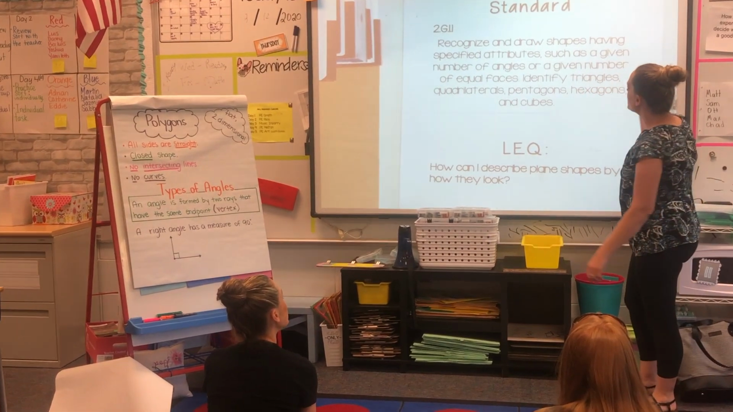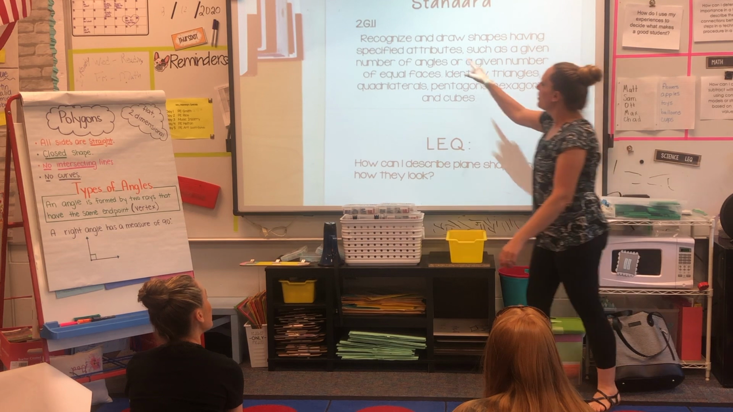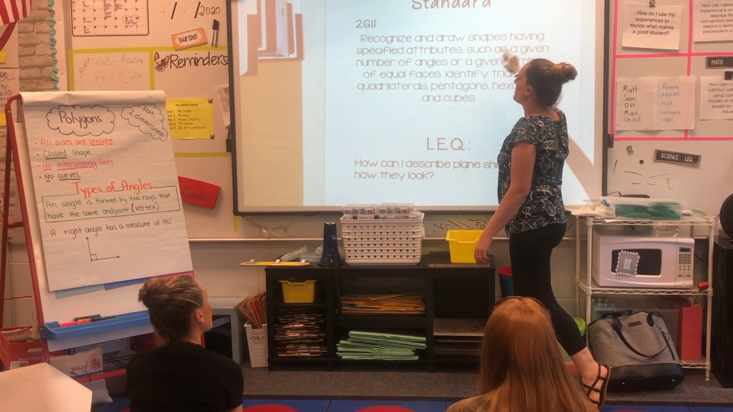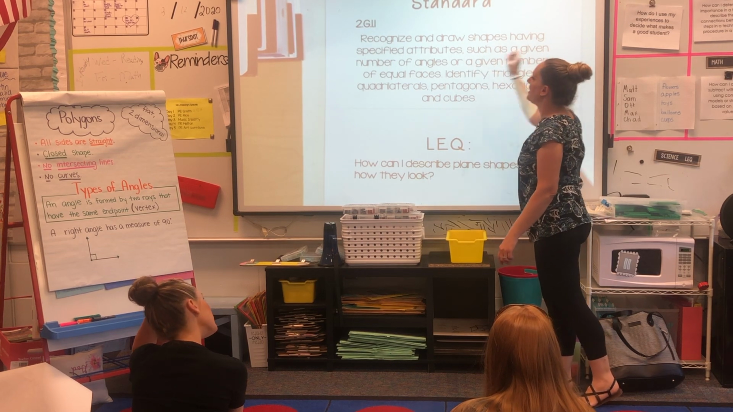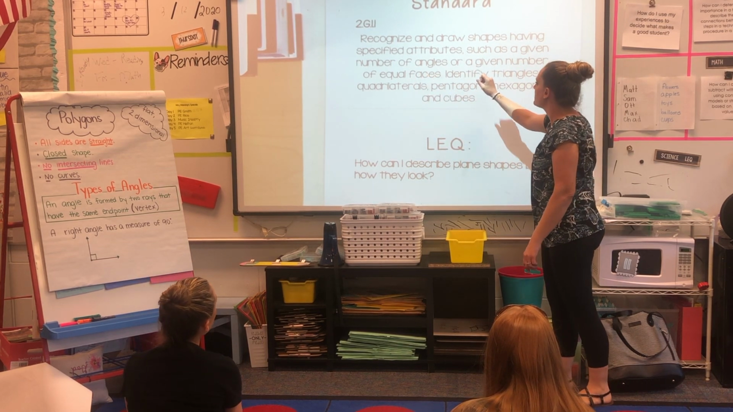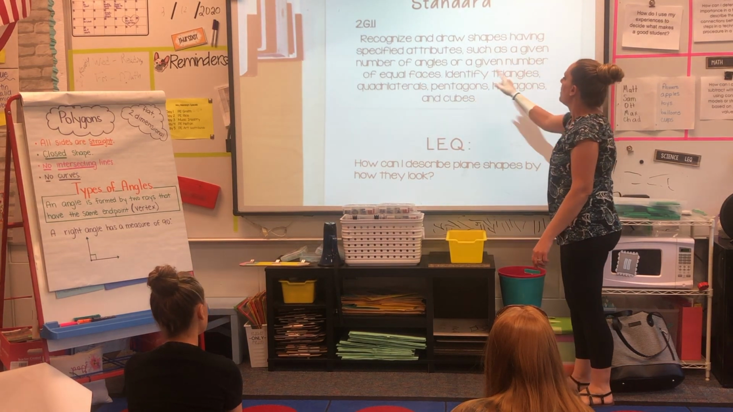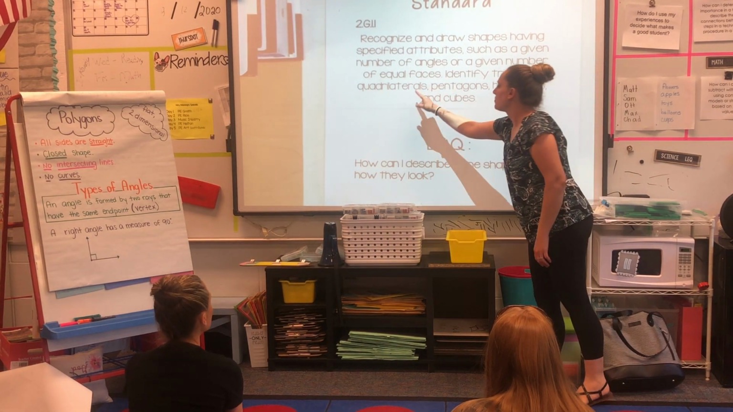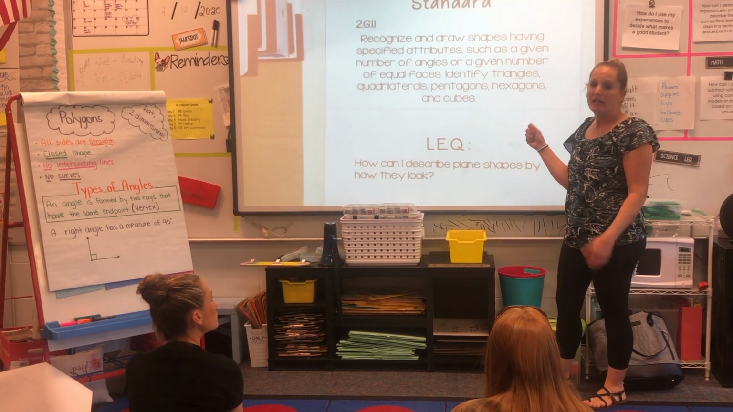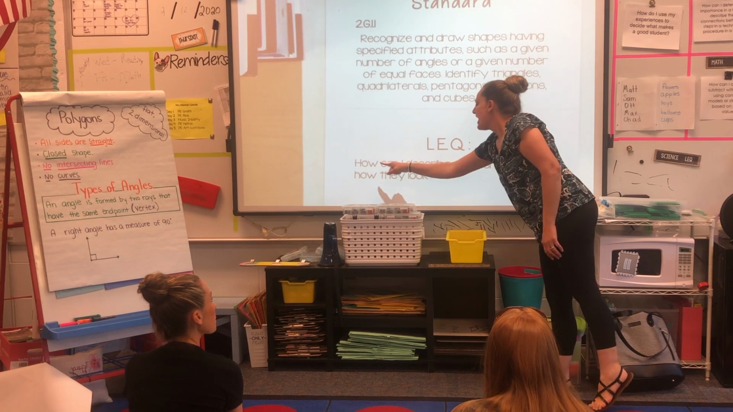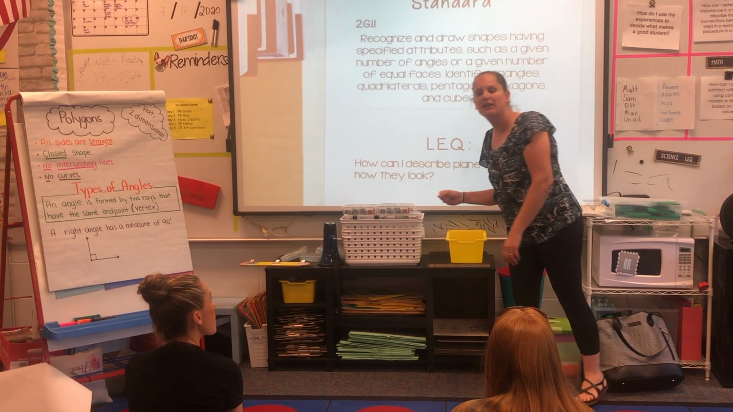So our standard today is 2.G.1.1. Recognize and draw shapes having specified attributes, such as a given number of angles or a given number of equal faces. Identify triangles, quadrilaterals, pentagons, hexagons, and cubes. Today our question: how can I describe plane shapes by how they look?